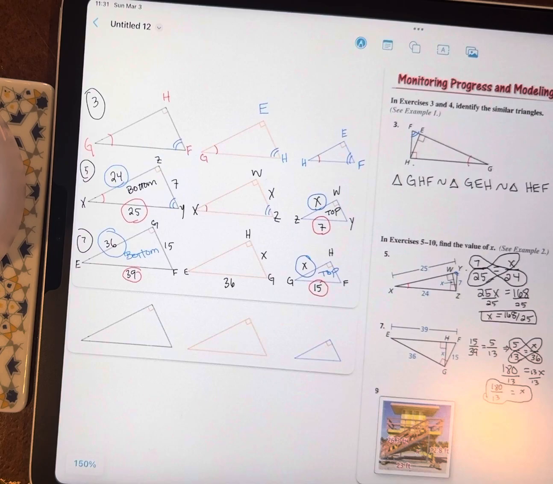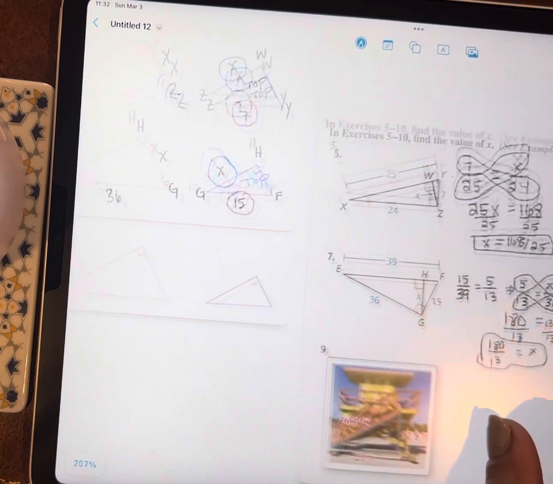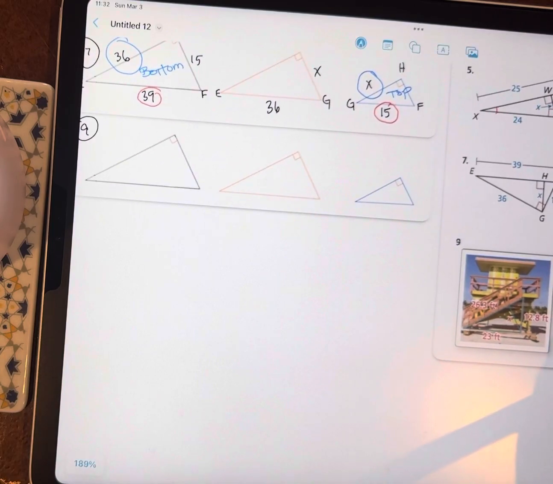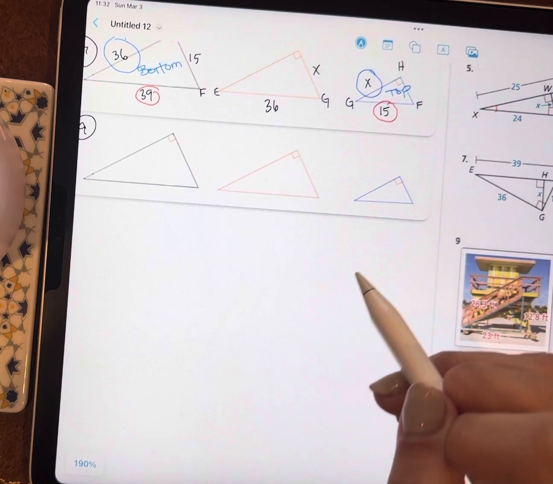Okay. Number 9. Okay, this is a difficult to see problem. Let me zoom it in and see if that is helpful. Here's what they have though. They've got a right triangle here. Man, this is really hard to see even for me. Let me redraw this for you guys.